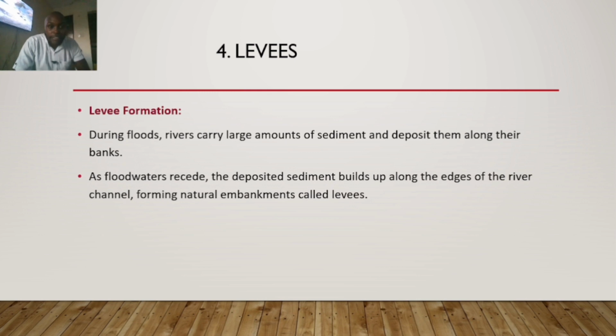All right, then as floodwaters recede, the deposited sediment builds up along the edges of the river channel, forming natural embankments called levees. So just along those banks, as floodwaters go down or recede, the deposited sediments will be building up, right? Along the edges of the river, forming natural embankments called levees.